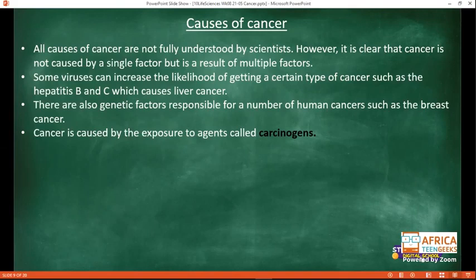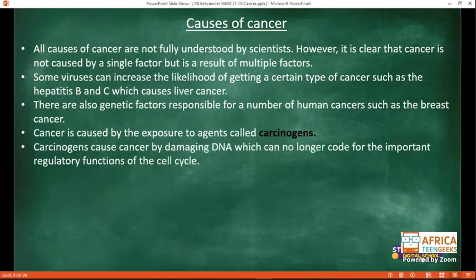And we have examples of these carcinogens. And I want you guys to kindly give me the examples of these carcinogens. So carcinogens cause cancer by damaging DNA, which can no longer code for the important regulatory functions of the cell cycle. So they damage the DNA, which can no longer code for the important regulatory functions of the cell cycle.